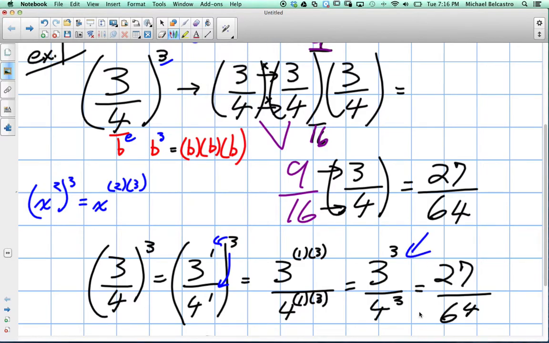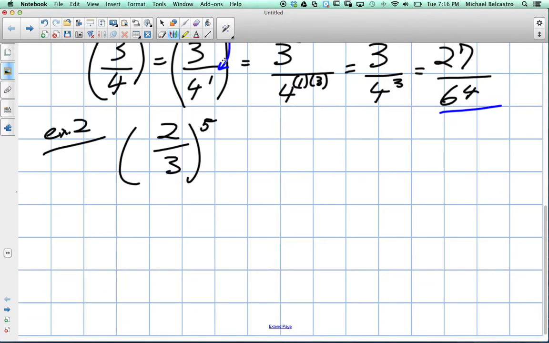So you got the exact same answer. Whether we wrote them like exponents, or we expanded it by fractions and multiplied our fractions, we got the same answer both times. Does that make sense? Okay, so let's do one a little harder.